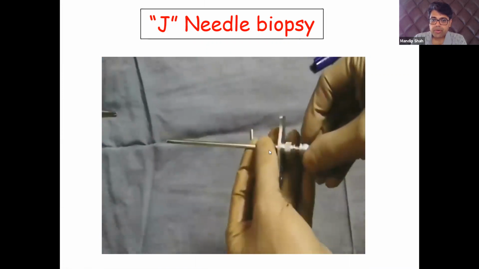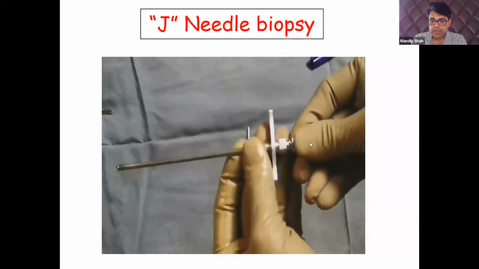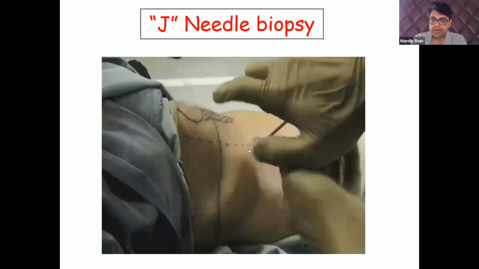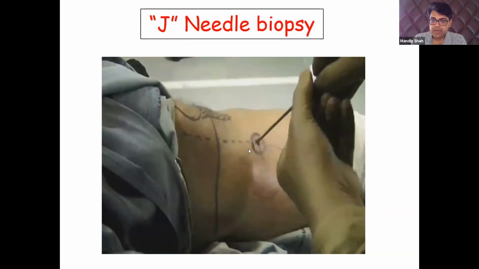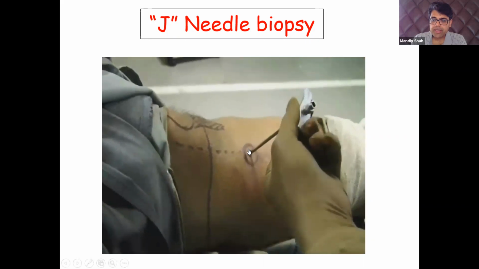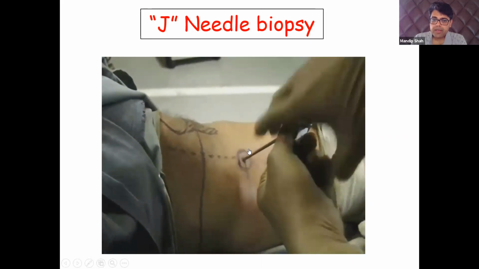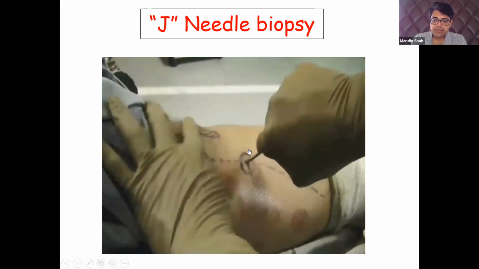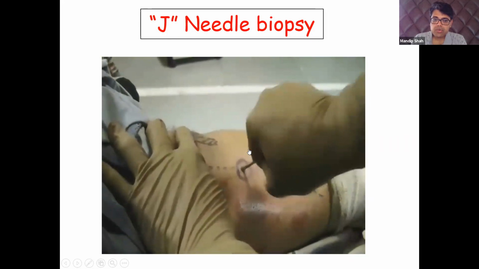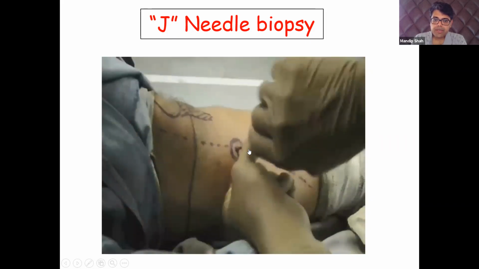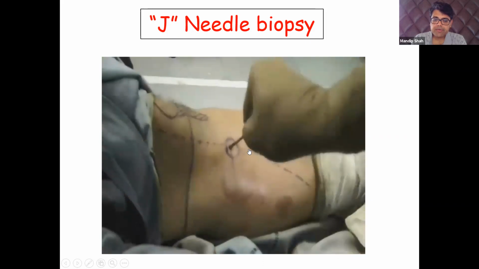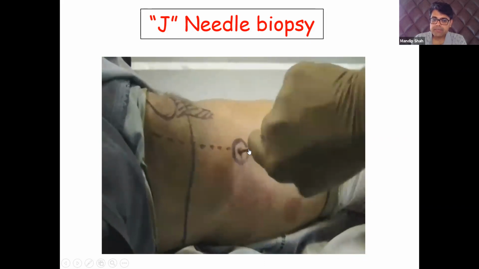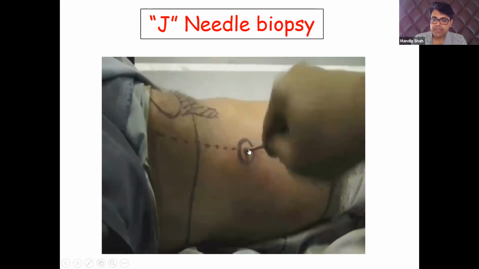You are loading your needle with the trocar. The trocar tip will help you penetrate the cortex. Once you know that you have penetrated the cortex, you remove the trocar, and this needle is pushed in with a screwing type of movement. Okay, so this is a screwing type of movement. It will advance in one direction. You can keep checking under your C-arm in what direction it is going.